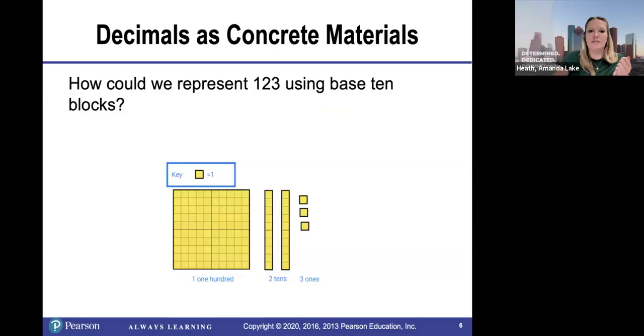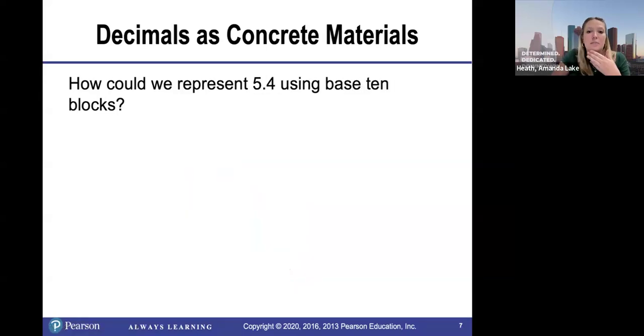I've got a nice visual for you here. It's always important to let the person you're communicating with know what a block is supposed to mean, because we could also use these blocks to represent different numbers. If we think about decimals, how might we represent 5.4 using base 10 blocks?